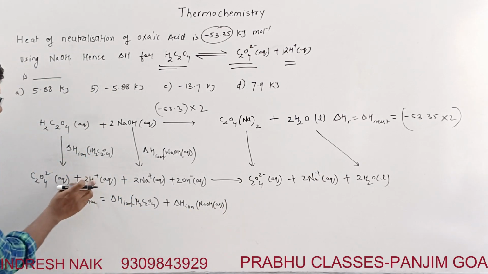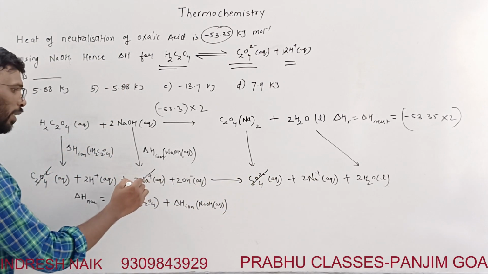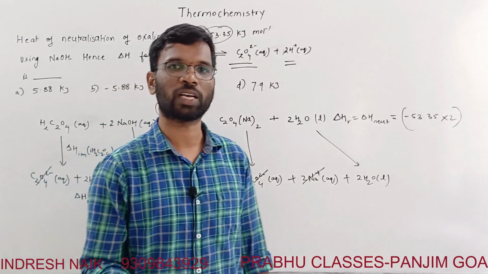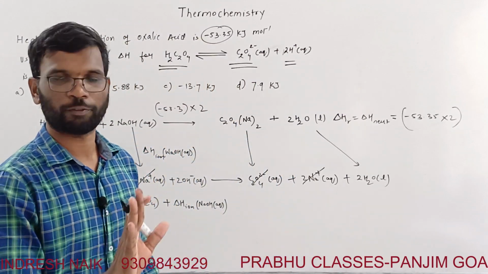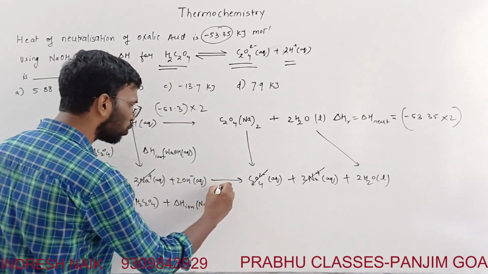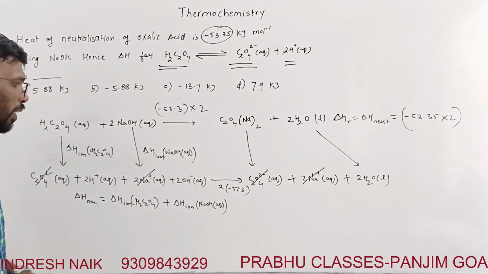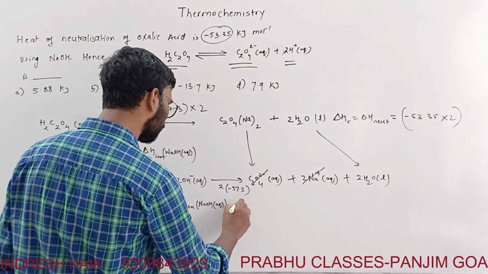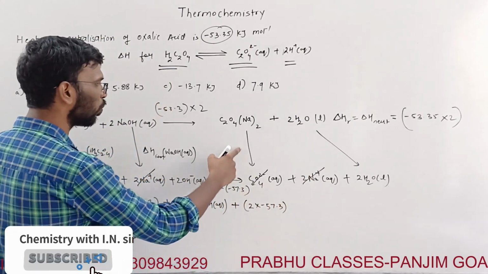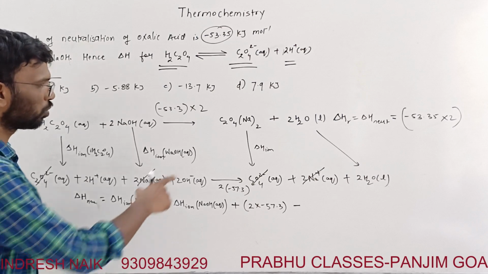Aqueous. Now over here, this is not going to contribute to any heat gain or heat loss. But when one H plus was combining with one OH minus, how much heat was released? It was 57.3, right? Now it is 2 moles of H plus and 2 moles of this. So 2 into minus 57.3 amount of heat will be released. So I will write that over here, plus 2 into minus 57.3, and this is delta H ionization.